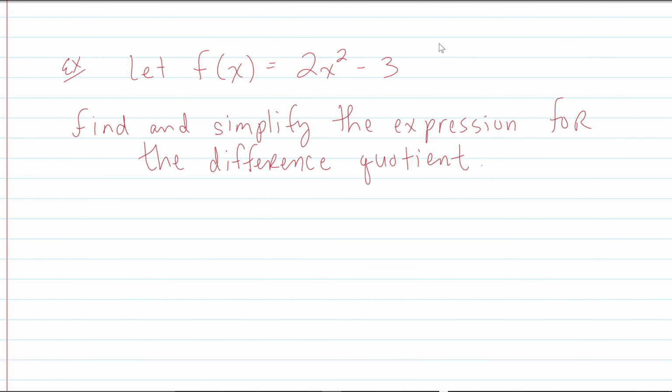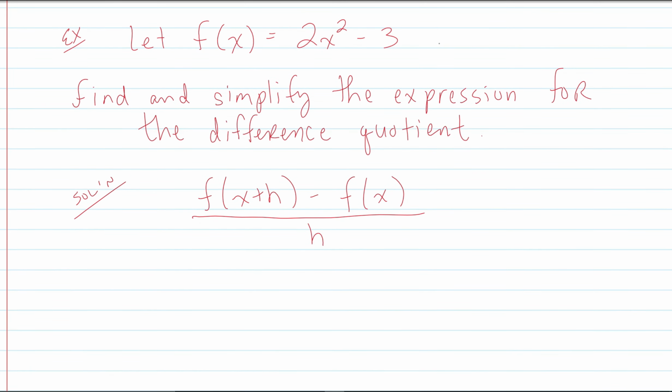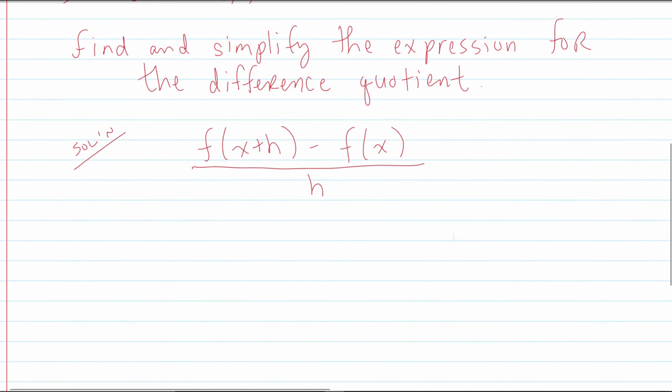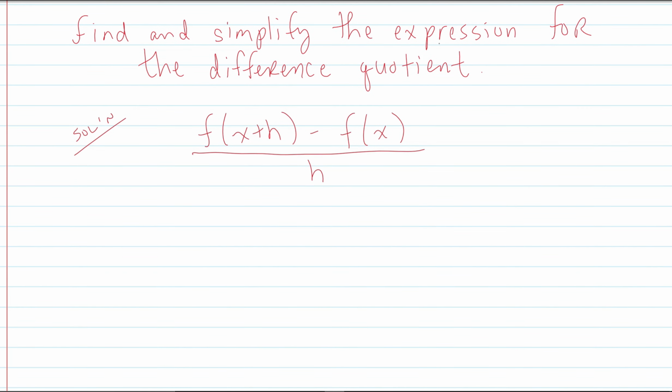So let's hop right into our first example. It states, let f of x equal 2x squared minus 3, and find and simplify the expression for the difference quotient. All right, so we know the difference quotient to be f of x plus h minus f of x, all divided by h. So we're going to use a 3-step process to go ahead and find and simplify this expression for the difference quotient.